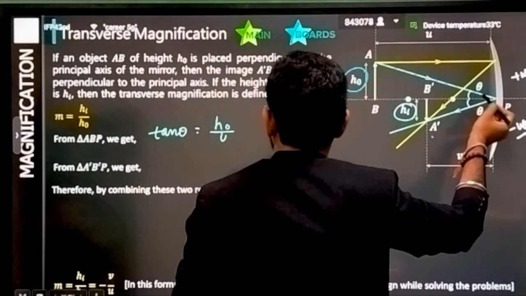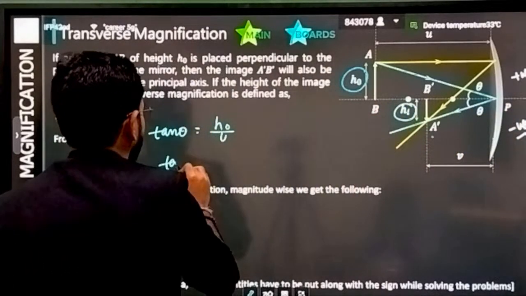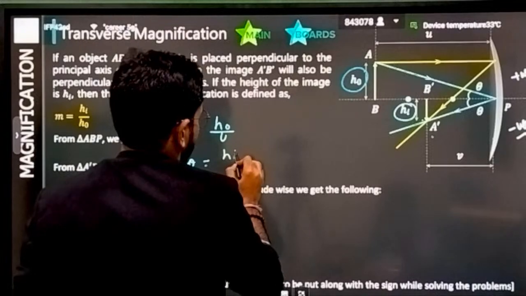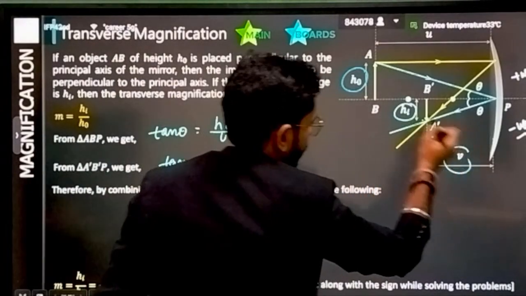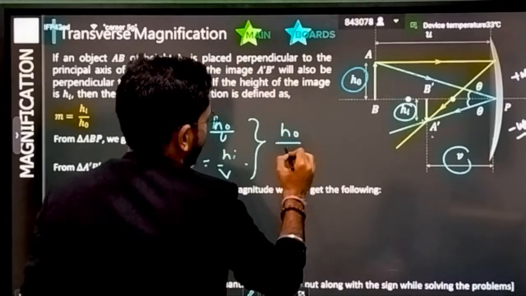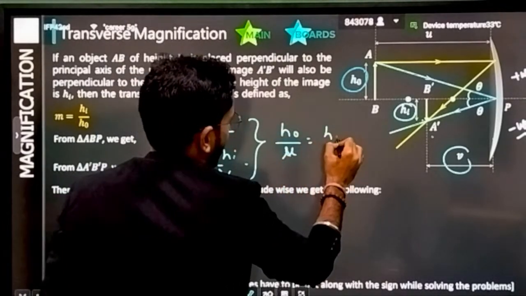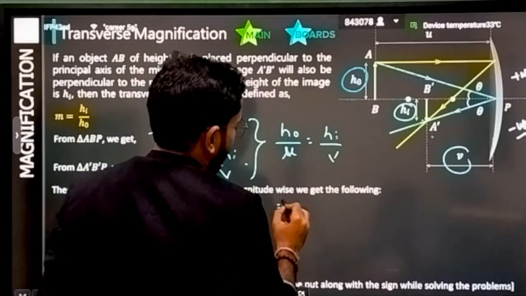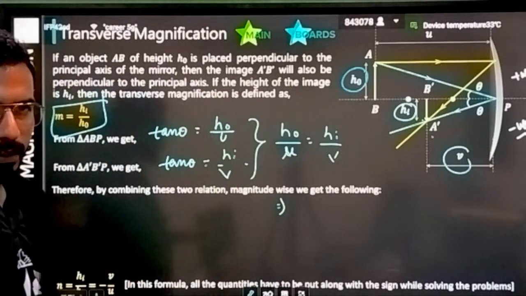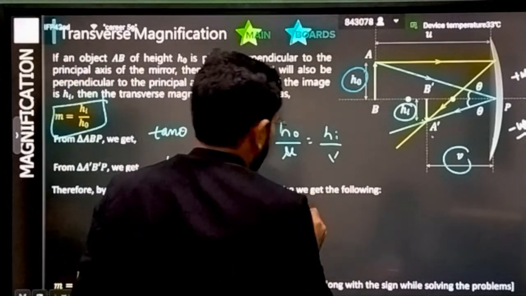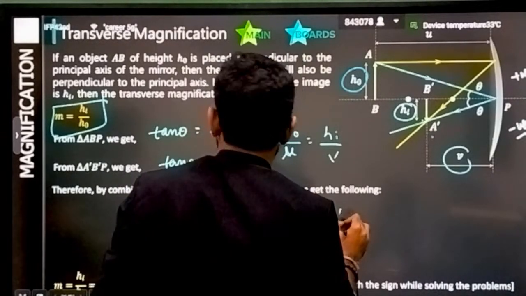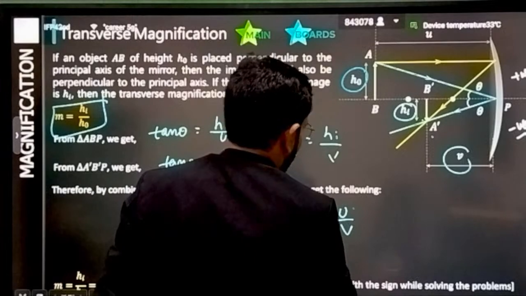So if I ask you about theta, how will you define tan of theta? Tan of theta in this one is the height of image hi divided by this distance, which is called v. So if I combine both these, I can write h naught by u is equal to hi by v. From here I will get the relation, because magnification is height of image divided by height of object, that is what you also did. So height of object divided by height of image is equal to u by v.